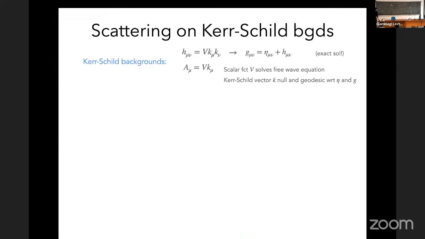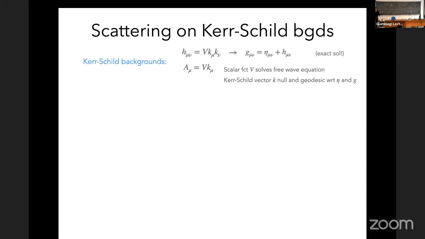So what are those? Kerr-Schild backgrounds are gauge or gravitational backgrounds, which are characterized by some scalar function V that solves the free wave equation, and a null vector called the Kerr-Schild vector K, which is null and geodesic with respect to both the flat background and some non-trivial full background. In the case of gravity, you write the metric as the flat metric plus something that looks like a perturbation, but it's actually an exact solution to Einstein's equations. So it's not just a linearized result. Okay, so those are Kerr-Schild backgrounds.